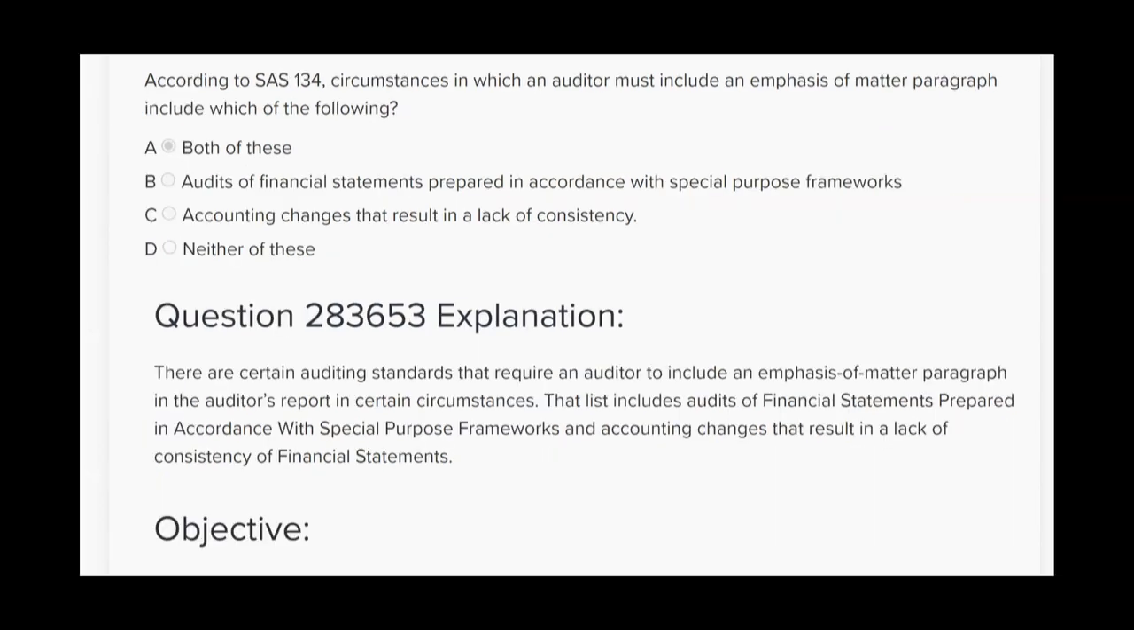Remember, an emphasis of matter paragraph is for something that is already mentioned somewhere in the financial statements by the client, either in the footnotes or maybe in one of the statements, and the auditor is calling attention to it.